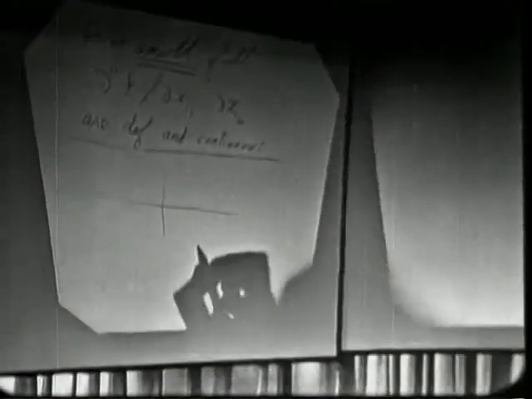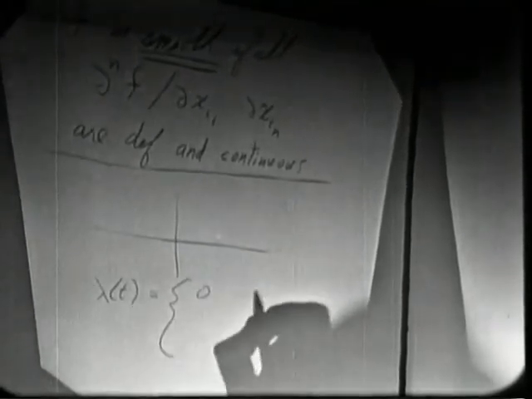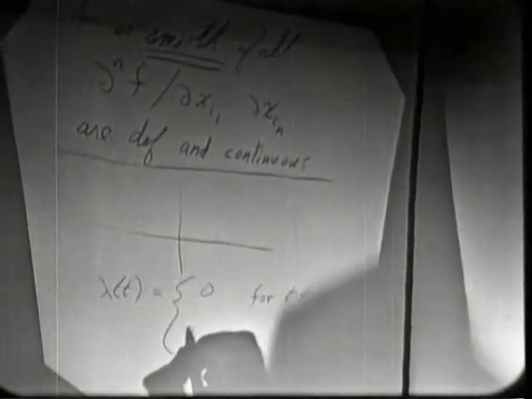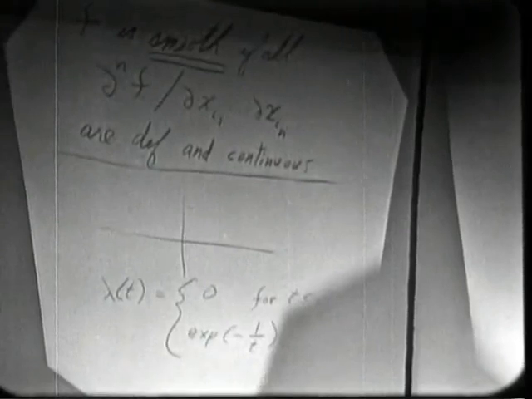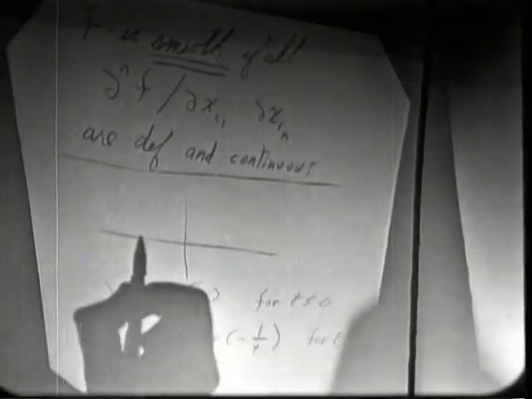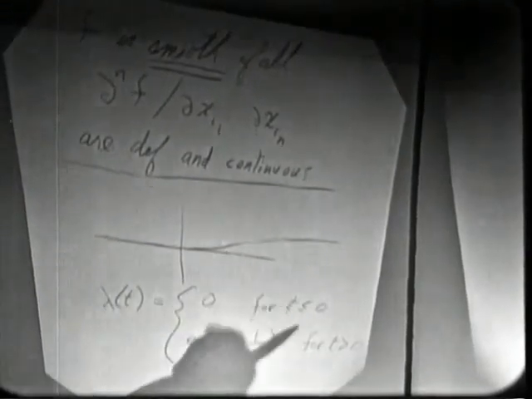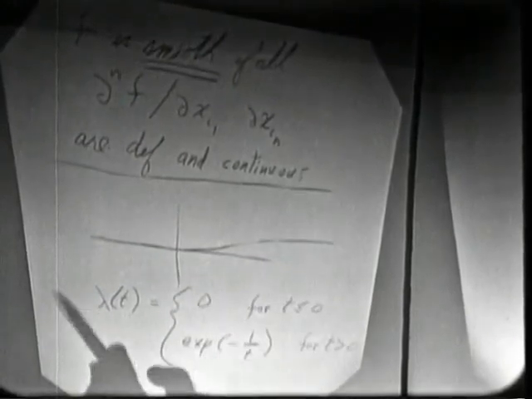The function, let me call it lambda of t, is 0 for t less than or equal to 0, and is equal to e to the minus 1 over t for t greater than 0. So the graph of this function lambda is 0, and then it goes up like this. And this function does have the property that it's infinitely differentiable, and yet it's 0 for a considerable segment. And the existence of such a function is extremely useful and comes up over and over again in all of the theory.